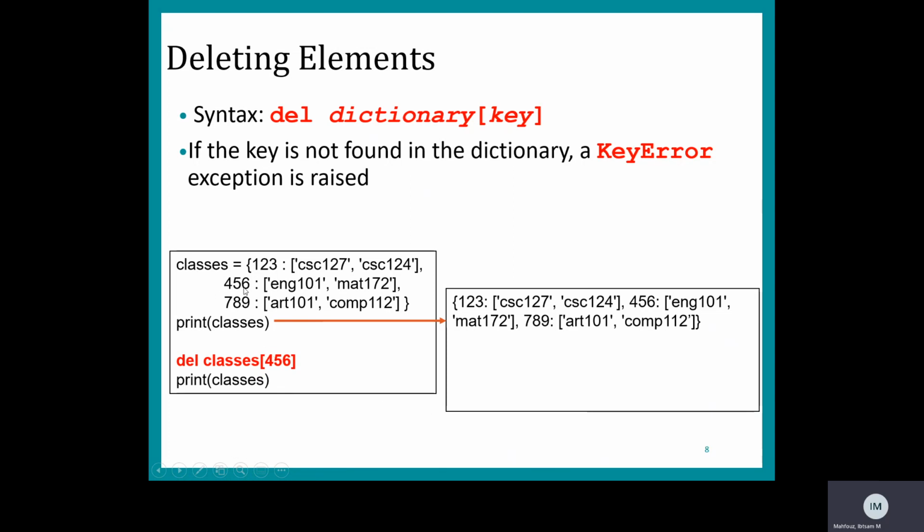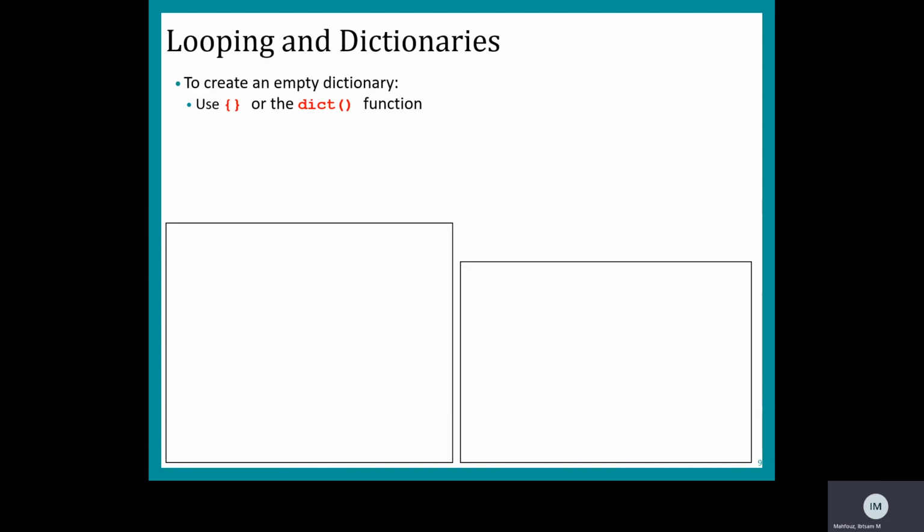It's going to check 456. Is it there? Yes, it is. So it's going to delete that entry. So 456, along with English 101 and Math 172, is going to get deleted. And so when I print it again, I only have 123 and 789 as my keys. Again, if you try to delete an item that doesn't exist, you're going to get a key error.